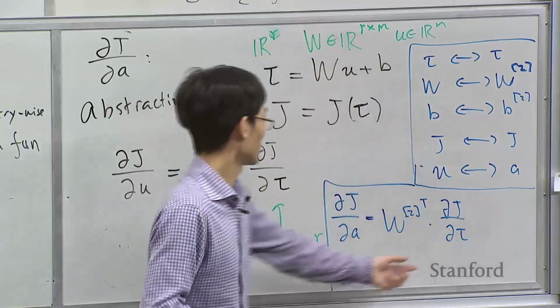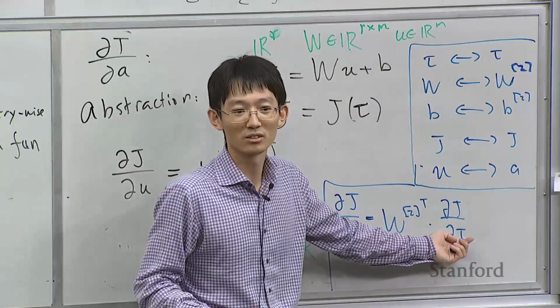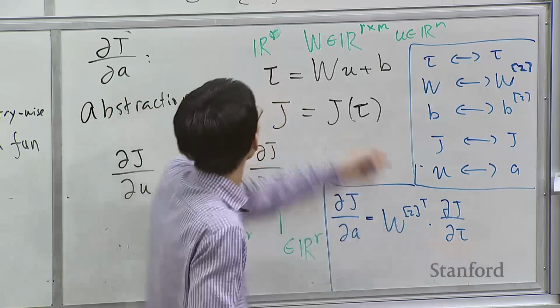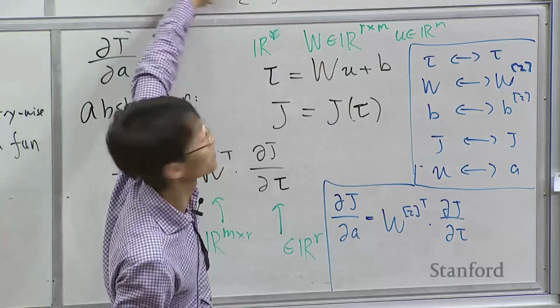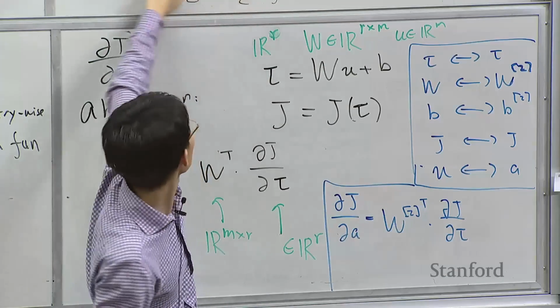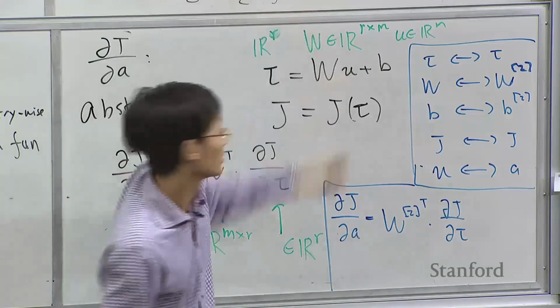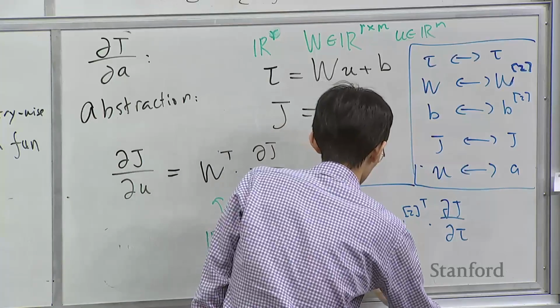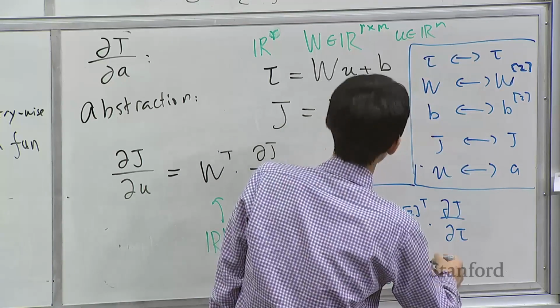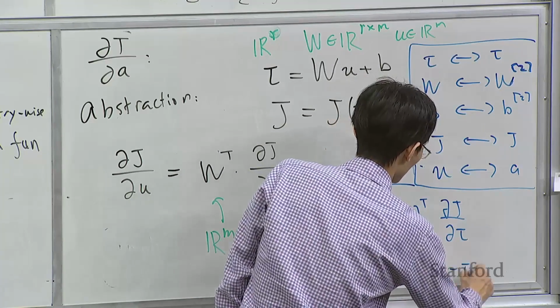Now you see that there's only one thing that is missing, which is dJ over d tau. And that's trivial, because it's really just the very last thing. J is just (y minus tau) squared, so dJ over d tau is something everyone can compute. This is just, I think, minus (y minus tau).